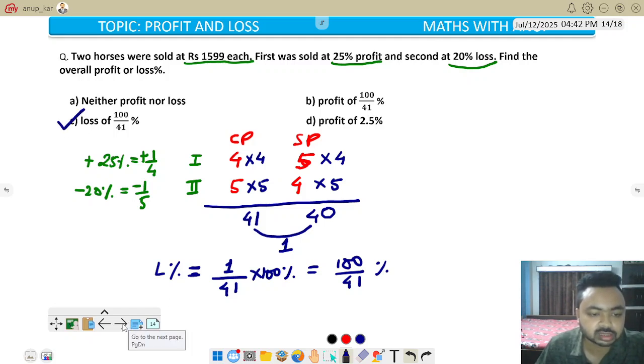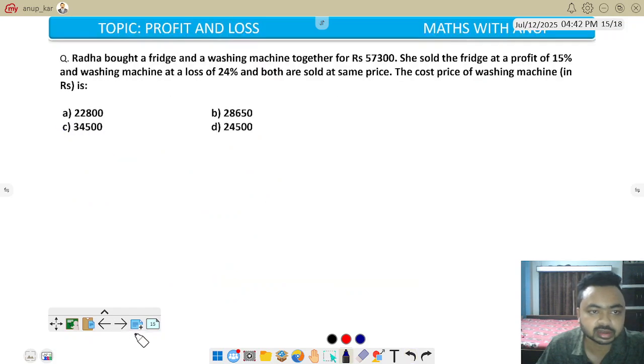So moving to the next question. I hope it is clear. Radha bought a fridge and a washing machine together for, so again the selling price is same. She sold the fridge at a profit of 15% and washing machine at a loss of 24%.